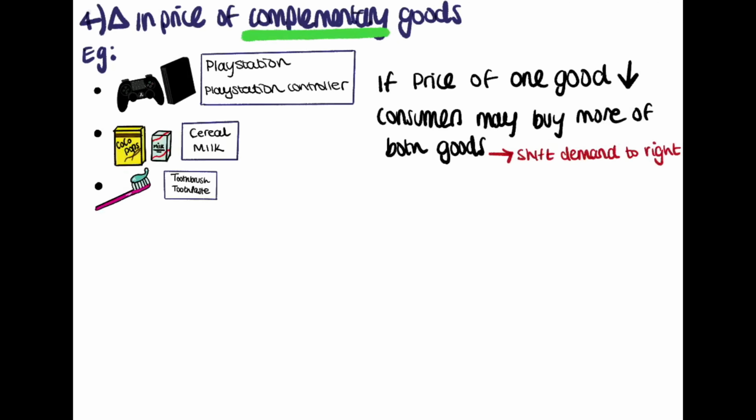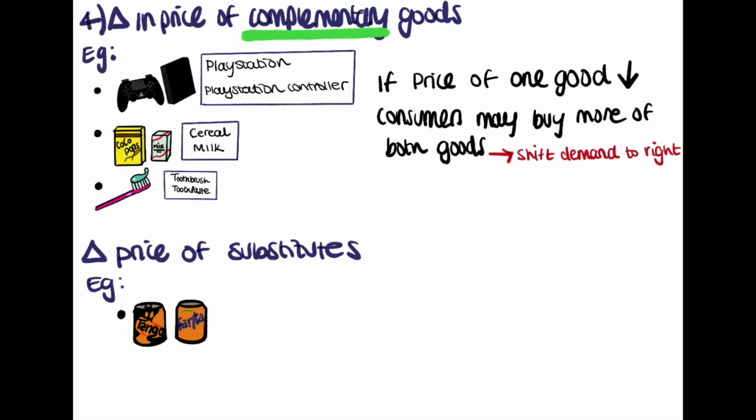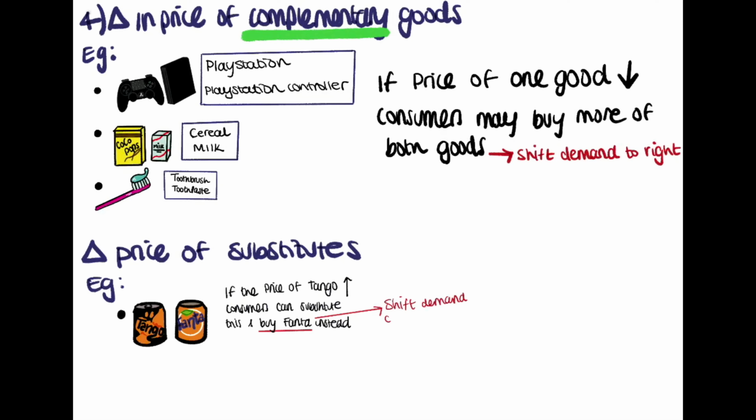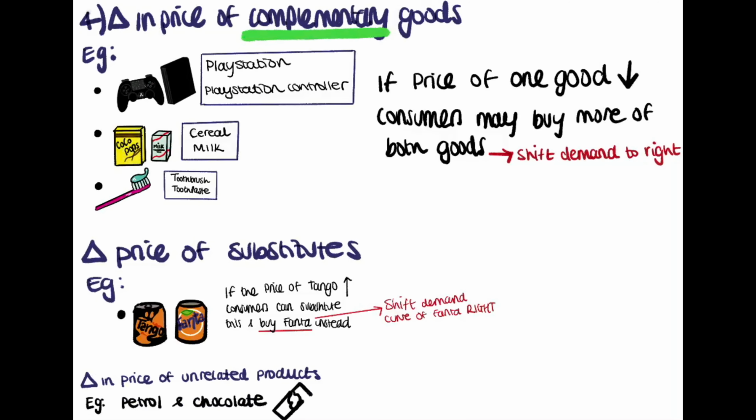the right. The next factor is a change in the price of substitutes. This is often called the substitution effect. If the price of Tango increased, consumers can substitute this for Fanta. This would shift the demand curve for Fanta out to the right. The price of unrelated goods can also cause a shift in demand. A simple example would be if the price of petrol increased, you would have less income to spend on food items like chocolate.